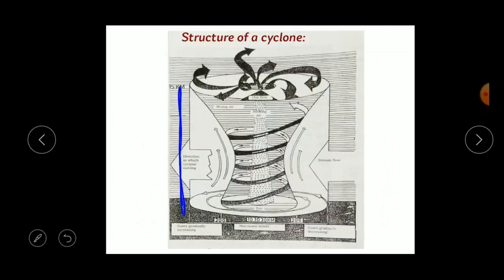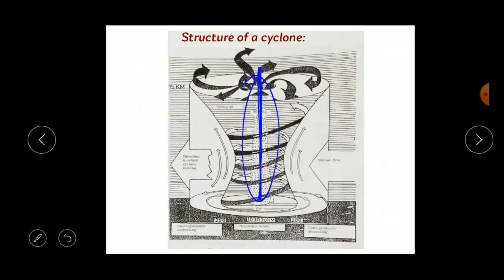So the next point is the eye of the storm is a very clear and calm area. This area is very calm, very clear, very silent, where there are no clouds but only light winds here.